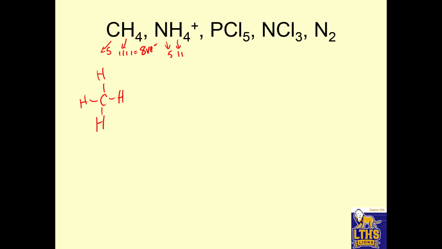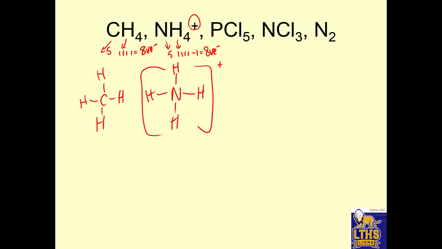Now NH4+. 5, 1, 1, 1, 1. Plus 1 means minus 1. So we have to get 8 valence electrons total. So N bonded to H's. 2, 4, 6, 8. Nitrogen's happy. Happy hydrogen, put 2, 2, 2. Since it's an ion, we put the charge on the outside.